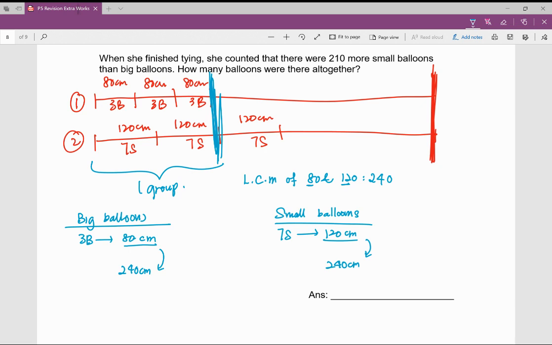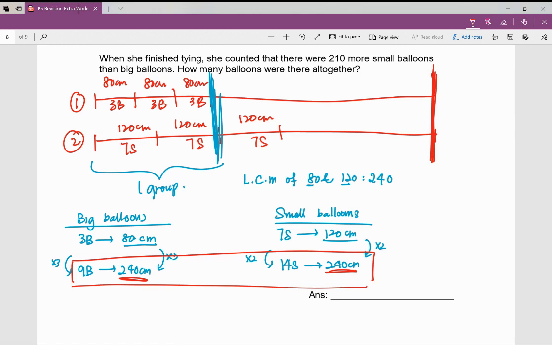So how do I get from 80 to 240? I must times 3. Okay, and then that will translate to 9 big balloons for 240 cm. For the other side it is times 2. I will have 14 small balloons for 240 cm. Once my length is made the same, this will form my one group to work with. I am going to use back this one group, the one I box up, to work with later. I'm no longer going to use the 3 big and 7 small. Please remember this. Alright, now we can start solving the question because I already established my one group.